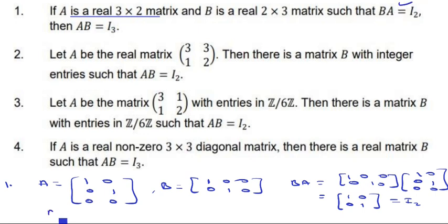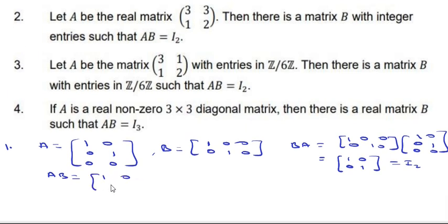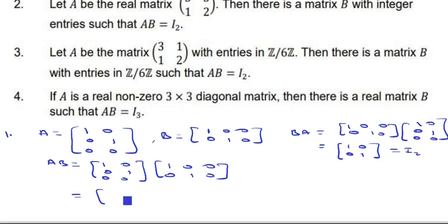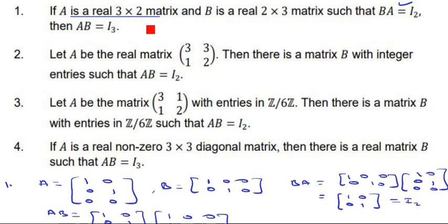Now we will find whether AB is I3. AB equals [1 0; 0 1; 0 0] times B, which is [1 0 0; 0 1 0]. When we multiply these two, we get [1 0 0; 0 1 0; 0 0 0]. This is not equal to I3. Therefore option 1 is wrong.